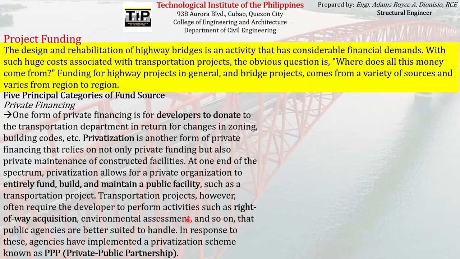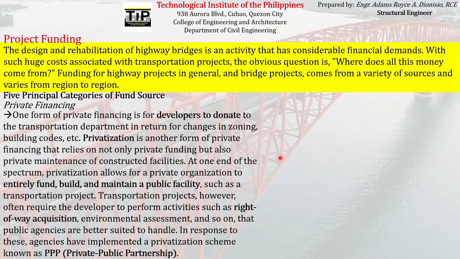For example, a public agency wants to construct a certain transportation project for the benefit of the citizens of a particular location or place, but at some point they lack a source of funds. The funds can come from a private entity, so they will partner with a private entity. In return, this private entity can benefit from that particular transportation project for some period of time.